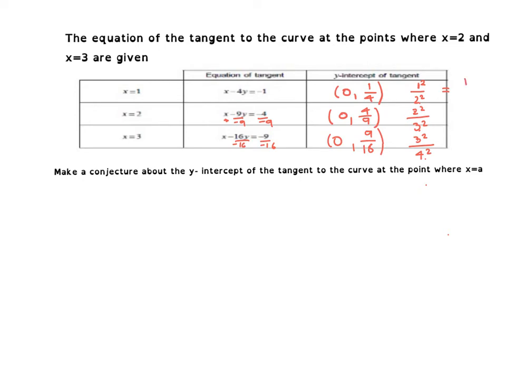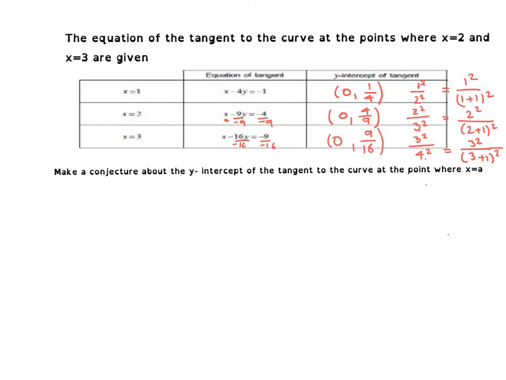So I'm just going to rewrite this. It looks like this: 1 over (1 plus 1) to the power of 2, equal to 2 to the power of 2 over (2 plus 1) to the power of 2. And then this one here is 3 to the power of 2 over (3 plus 1) to the power of 2.